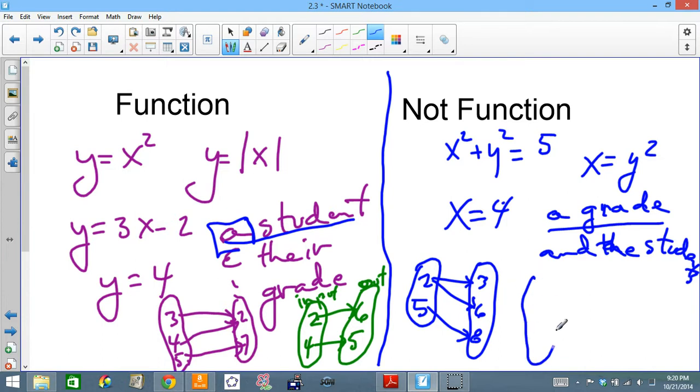Look at another not a function thing. 3 and 4, and 7 and 8. 4 is associated with 7 and with 8. 3 is associated with 7. This is not a function because when I put 4 in, I get two different things coming out. Okay? So this is going to be a little tricky to understand at first, but hang in there, you'll get it.